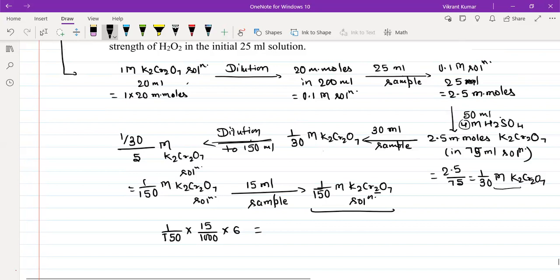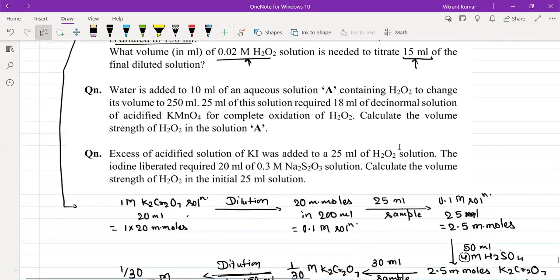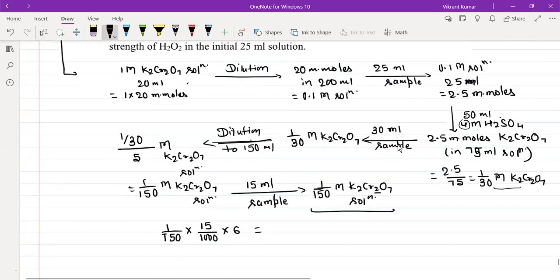Now for H2O2, what detail is given? It is asking you the volume. It has given you the molarity equals 0.02. Volume in ml we don't know, that is being asked. Upon 1000, because we are calculating in ml. And then into N factor of H2O2, which is 2. So the final calculation is just one step. The story before this can be stretched a lot.